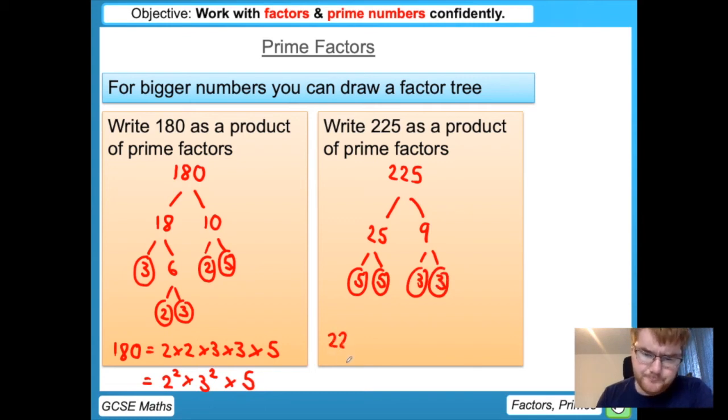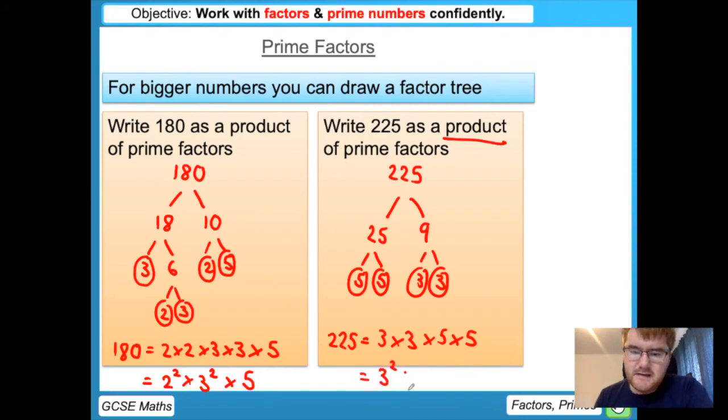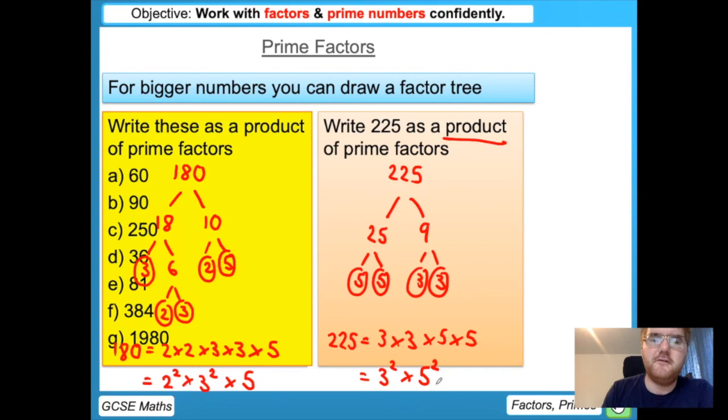And then we can go, well, 225 is equal to 3 times 3, and then 5 times 5. Remember, this word product of prime factors, product, means multiply. So you have to put multiplying in between. You can also write this as 3 squared times 5 squared as well. So you can write it in this index notation, which is very, very nice.